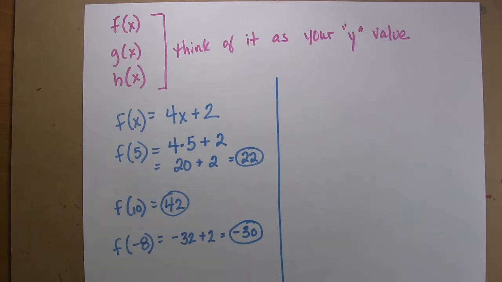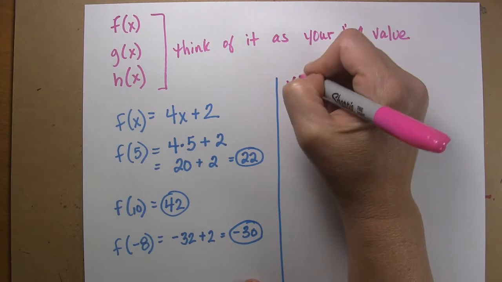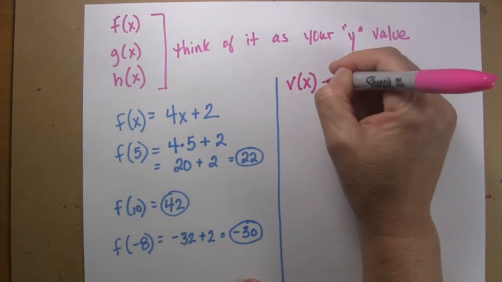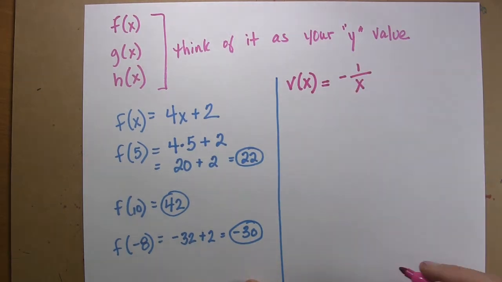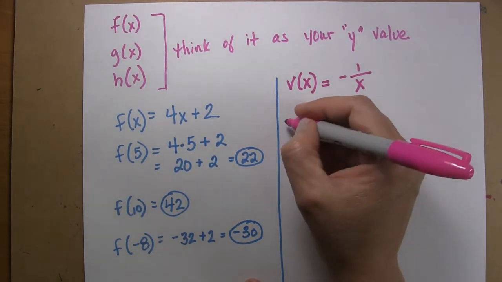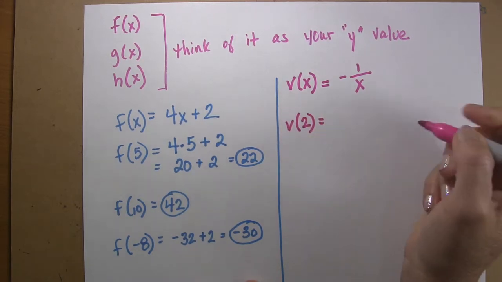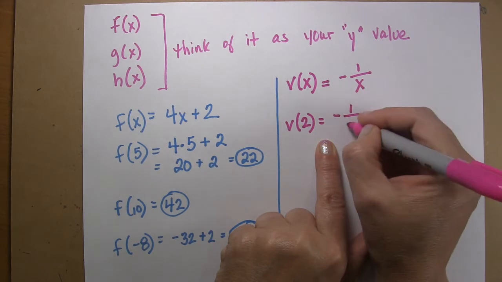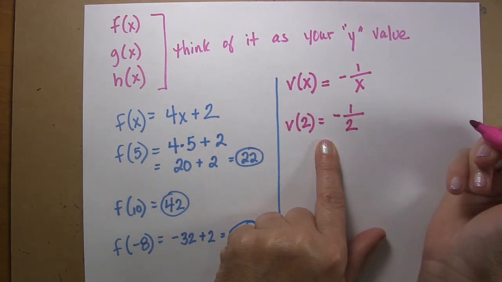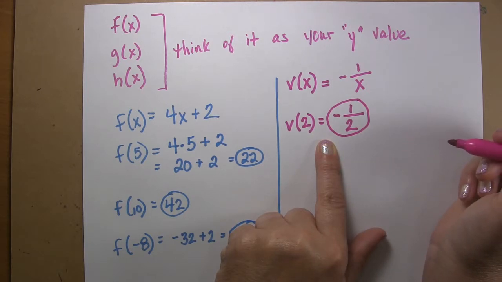What if I told you this? I told you v of x equals negative 1 over x. Okay. And let's say that I want you to evaluate v of 2. So all I'm going to do is rewrite this, but instead of the x, I'm going to stick in the 2. So negative 1/2 is my answer there.